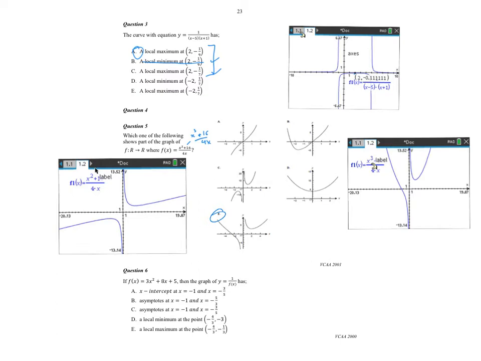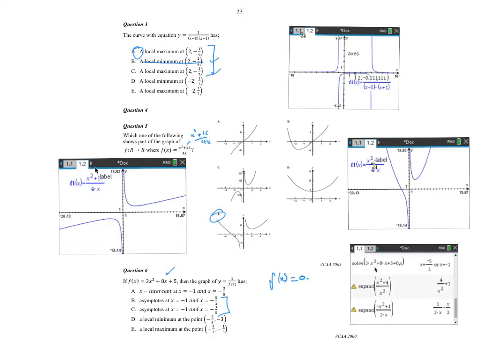What about question 6? Then the graph of 1 on f of x has asymptotes and minimums and maximums and things like that. First things first, we know we're going to have asymptotes when f of x is equal to 0. So solve f of x equal to 0. From memory, it's one of those things. If we have a look at the calculator screen dump on the right, we'll soon see that the function is equal to 0 at those 2 points, which means it's where the asymptotes occur, which makes it equal to b, doesn't it?